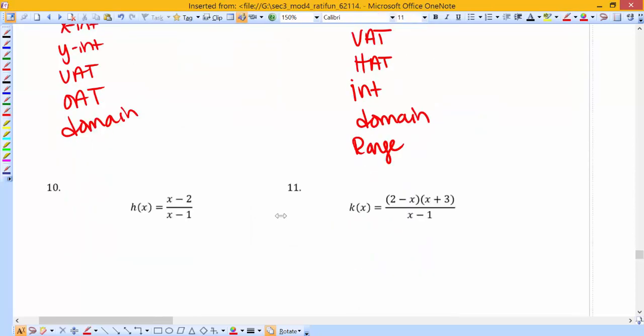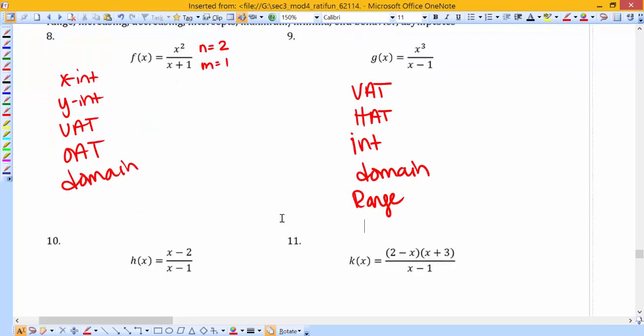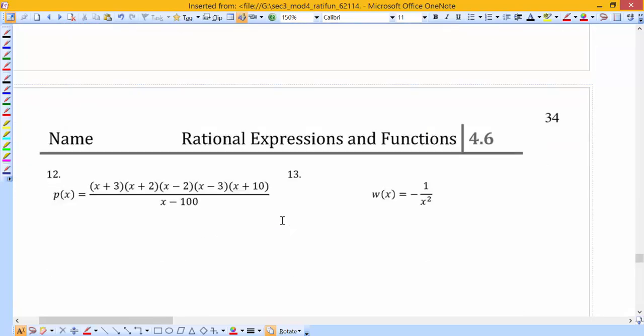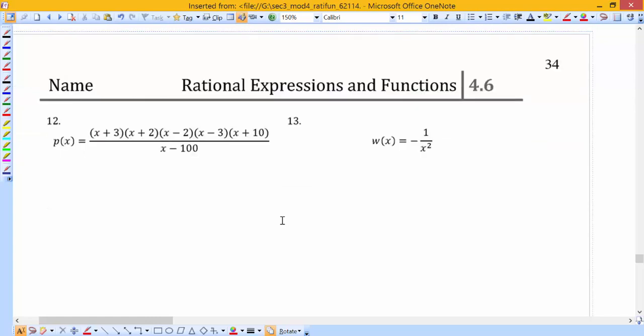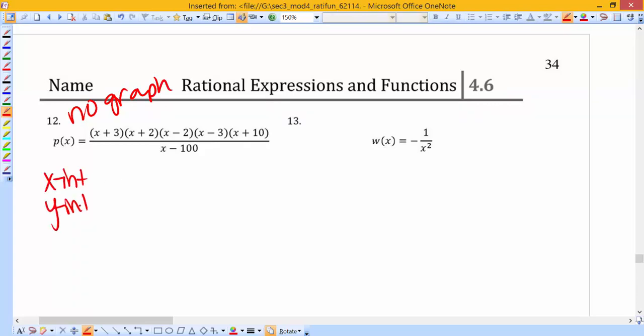I'm going to say do not do number 12, you guys. Well, don't graph it. Do not graph this one. But you guys can find the x-intercepts, the y-intercepts, the vertical asymptotes, the horizontal asymptote, if there is one. You can find domain. In 13, I want you to do all of this stuff plus the graph and the range.